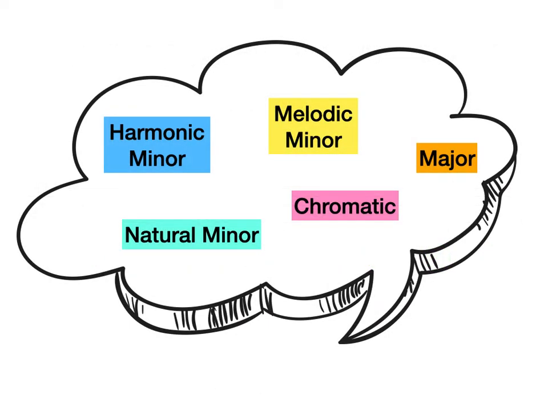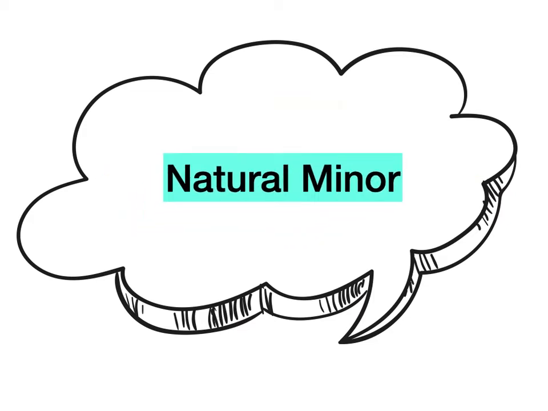There are many different types of scale. We have major scales, which we looked at in the last video. Be sure to check that video out before watching the rest of this one. We also have natural minors, which is what we'll visit today. We can have harmonic minors, melodic minors, and chromatic scales, as well as many more. So today, we'll be looking at the natural minor scale.